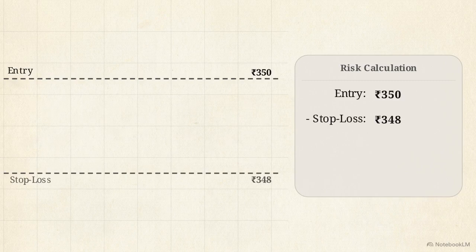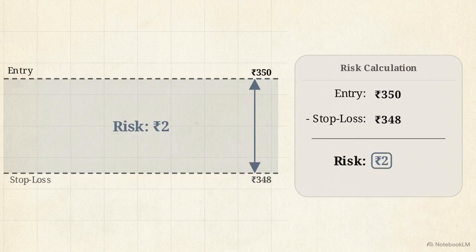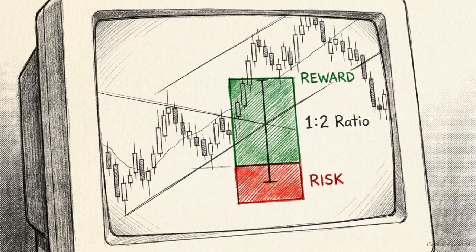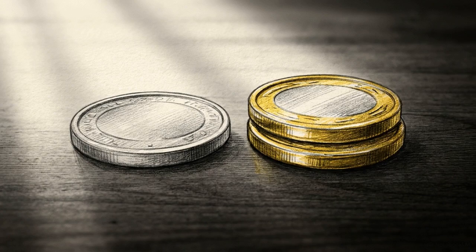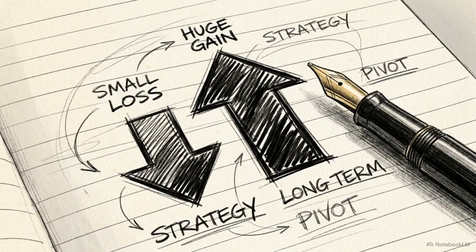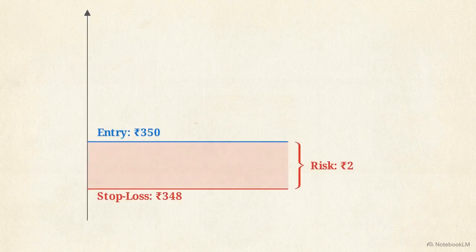If we subtract the stop loss from the entry price, we find our risk per share, a difference of exactly 2 rupees. Now we apply the standard for professional trade setups, a minimum 1 to 2 risk to reward ratio. For every unit of risk you take on, the trade must have the potential to return at least twice that amount in profit. Since we are risking 2 rupees per share on the downside, we multiply that by 2. This defines a mandatory minimum reward of 4 rupees on the upside.